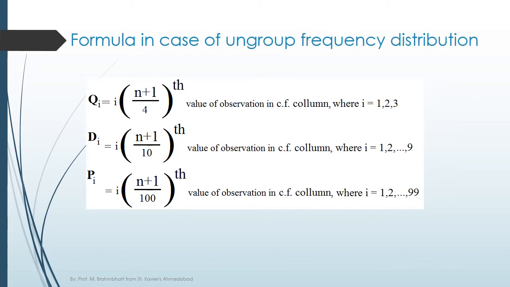Let's see the formula in case of ungrouped frequency distribution. There is a minor change in the formula. The formula is the same, but the value of observation you have to collect from the cumulative frequency column. So in all categories, I mean the quartile, deciles and percentile, the formula is the same, where i is equal to (n plus 1) divided by 4th in quartile, divided by 10th in deciles and divided by 100 in percentile.